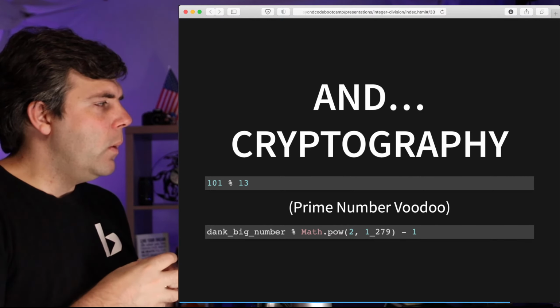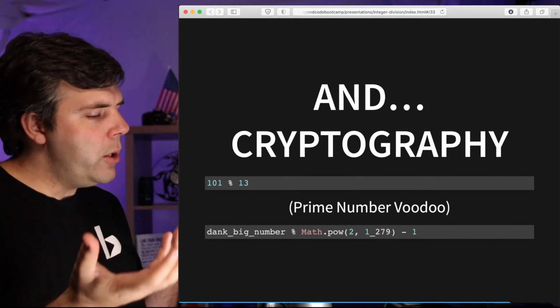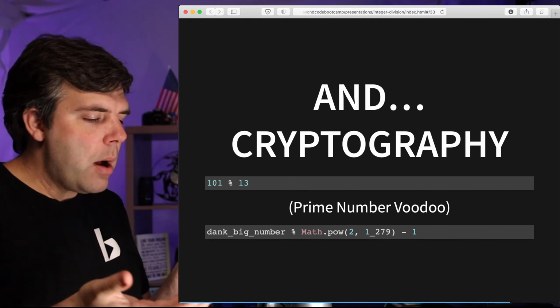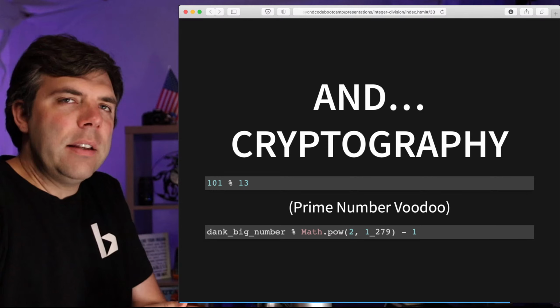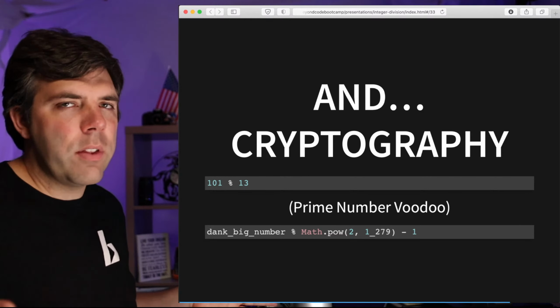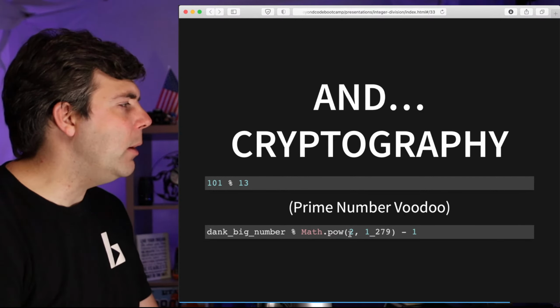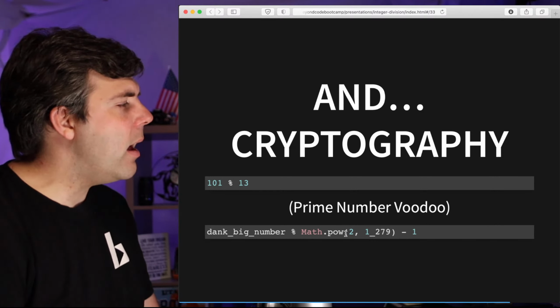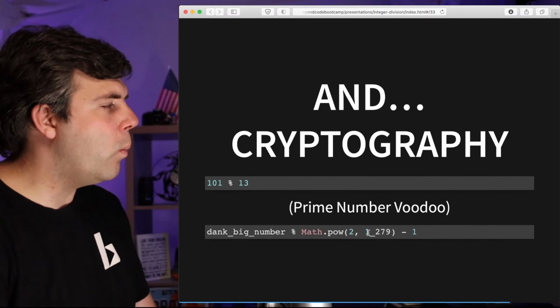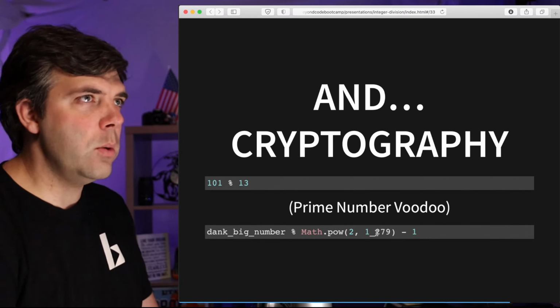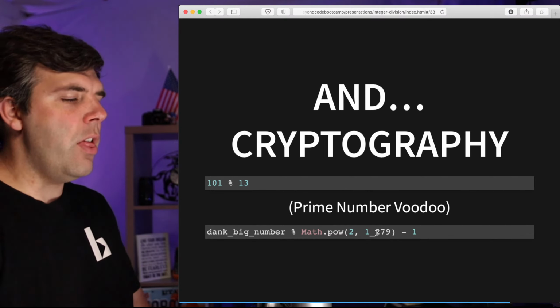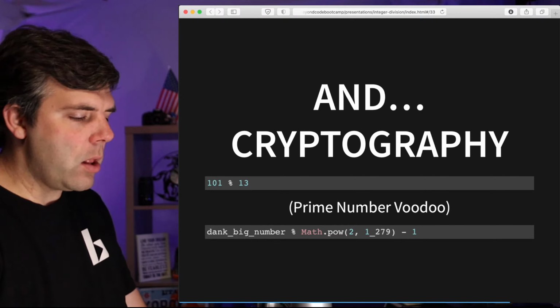And then when you're working with really, really huge numbers, a computer cannot compute all of the numbers in between, say, math.pow 2 to the 1024th and 2 to the 2048th. That number set is astronomically large.